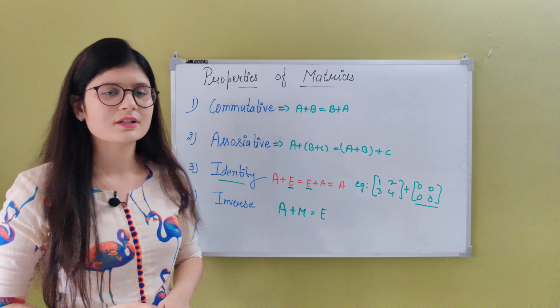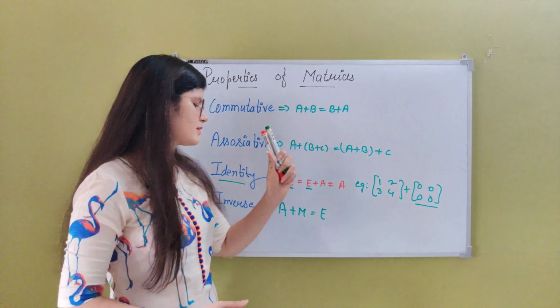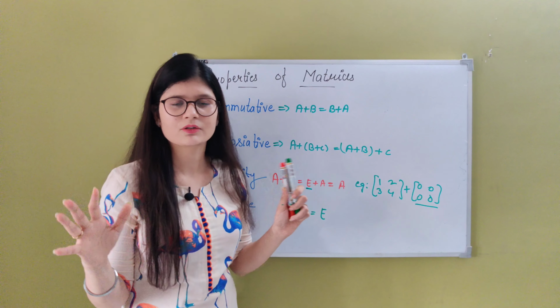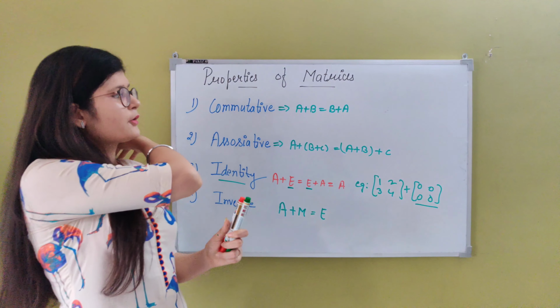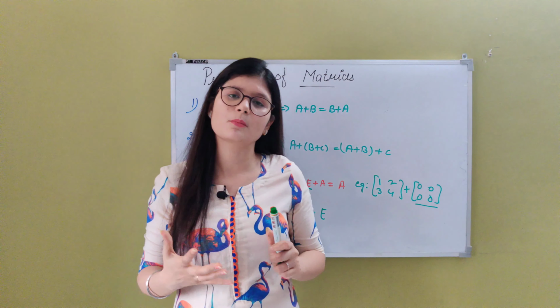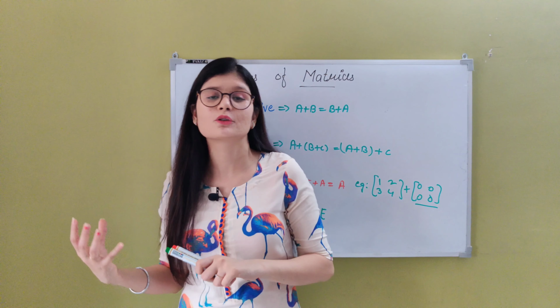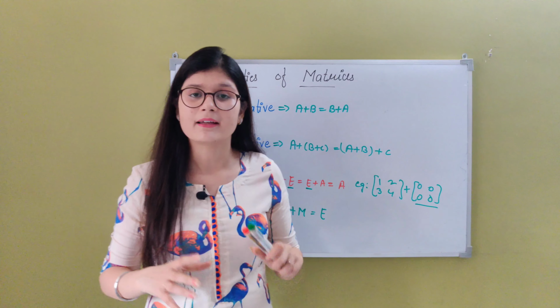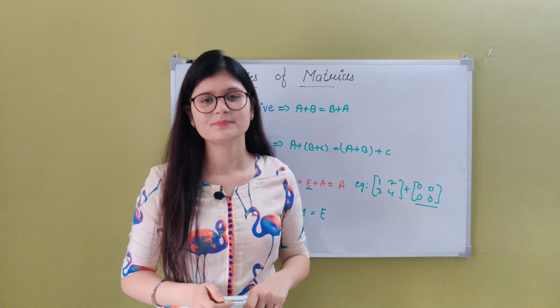And for subtraction, I'm going to tell you that it doesn't follow commutative, associative, identity or inverse properties. We are not going to discuss subtraction because it does not follow the properties. Commutative: we know that if you subtract 3 from 2 or 2 from 3, you are not going to get the same answer, right? And it happens the same in matrices as well.